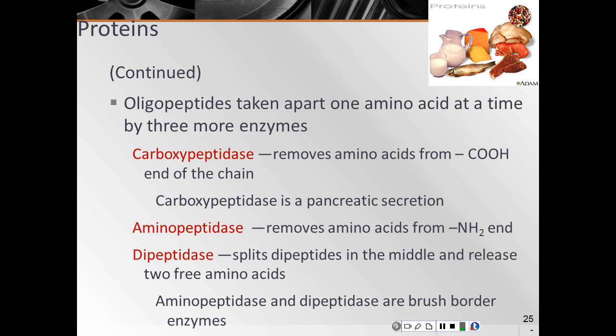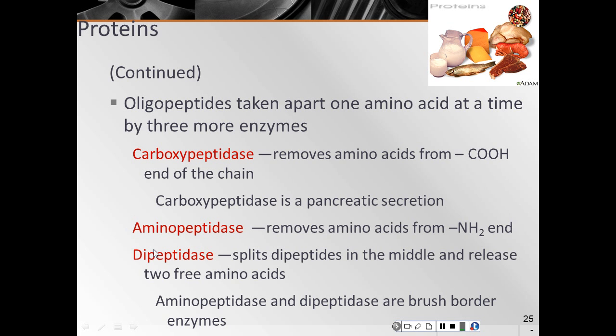And what are those enzymes? We have carboxypeptidase, aminopeptidase, and dipeptidase. Now, the first one, the carboxypeptidase, is coming from the pancreas. So it's a pancreatic secretion. Not excretion, secretion. And they're the ones that are going to remove the amino acids from the carboxyl group. This is considered to be the carboxyl group, and this is usually the one you find at the end of a chain. Okay.